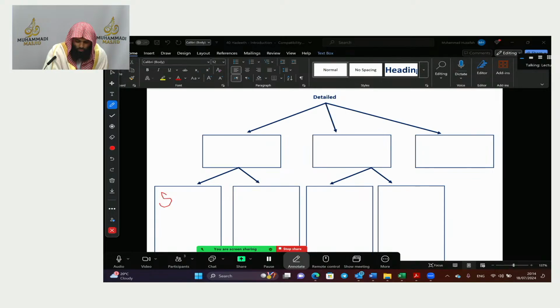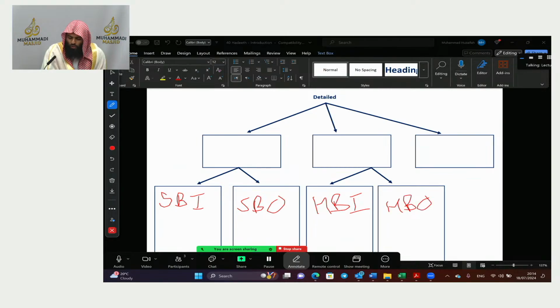So for the five types: Sahih by itself, and then Sahih by others or due to others, and then Hasan by itself, and a Hasan by others or due to others. And here we have Da'if. So how many do we have in total? What are the 5 types of hadith? Sahih by itself, Sahih by others, Hasan by itself, Hasan by others, and Da'if. These are the 5. Or in Arabic, صحيح لذاته, صحيح لغيره, حسن لذاته, حسن لغيره, ضعيف.